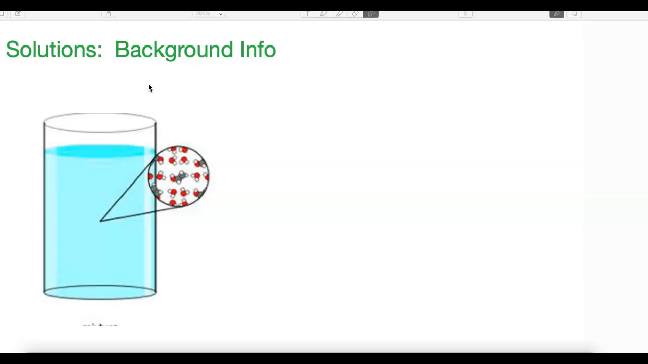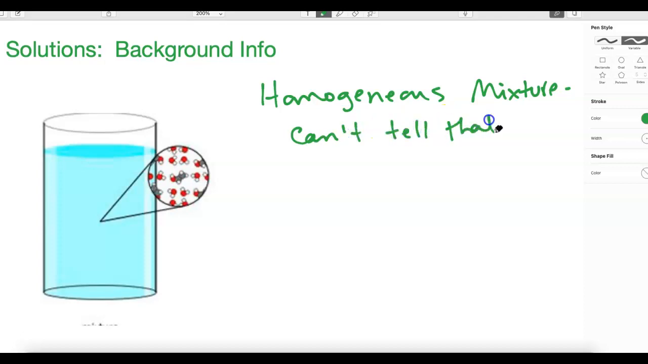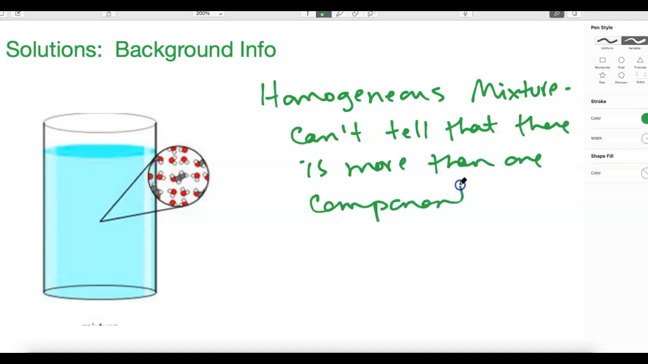So, first of all, a solution is what's known as a homogeneous mixture. And the picture here really exemplifies what a homogeneous mixture is. You can't tell that there's more than one component. It all just looks like there's one phase there, but there really is something dissolved in that solution.